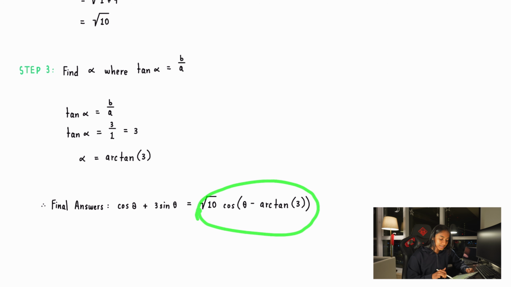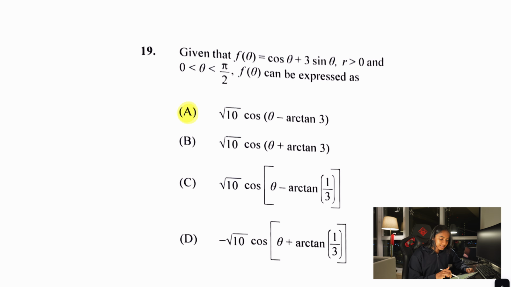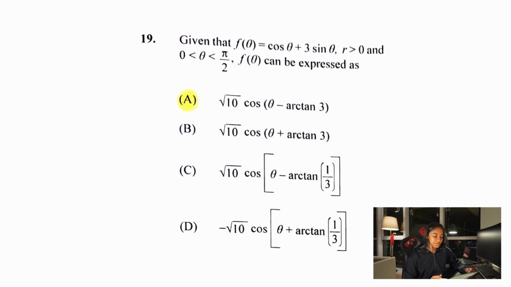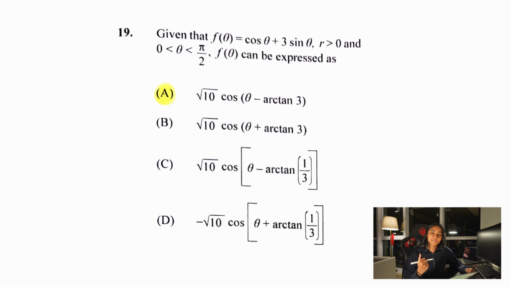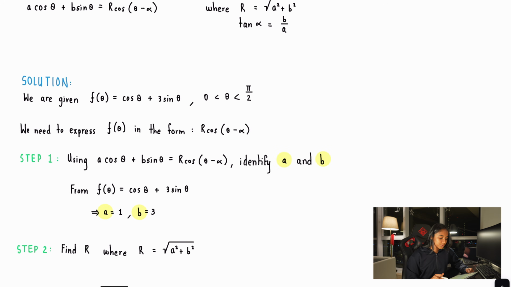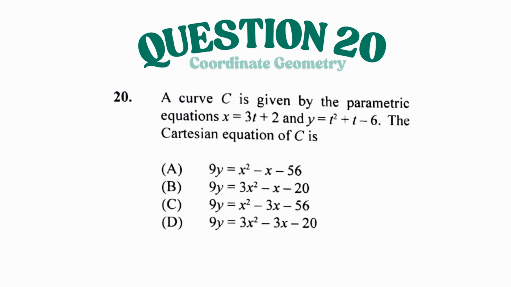All we have to do is match this now to an option. Right? We get the square root of 10 cos of theta minus arctan 3. Okay, so it was that simple, just being able to recognize the form and manipulate it. So we are going to be able to put it into r cos of theta minus alpha and find the value of r and alpha to be able to solve that question.